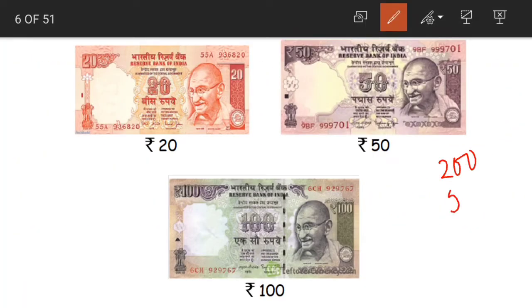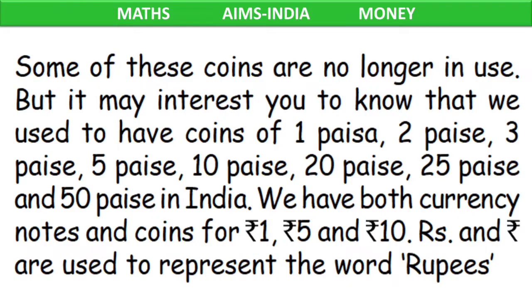Next we have 20 rupees note, 50 rupees note, 100 rupees note, and also we have what else notes? We have 200 rupee, 500, sorry, not 500, right? We have 200 rupees, then we have 2000 rupees notes as well. So these are the different notes and coins we have.